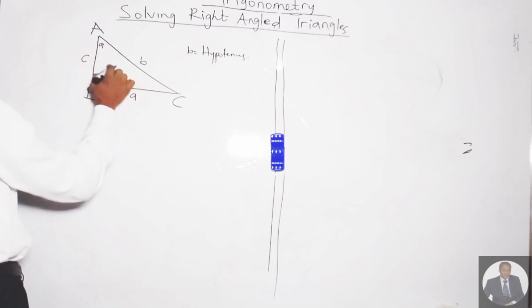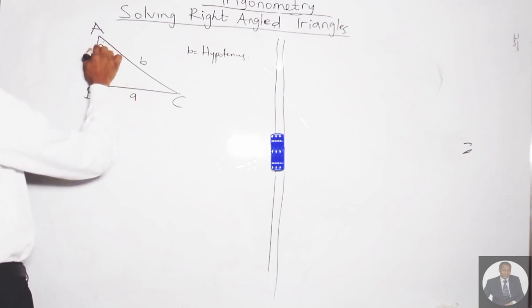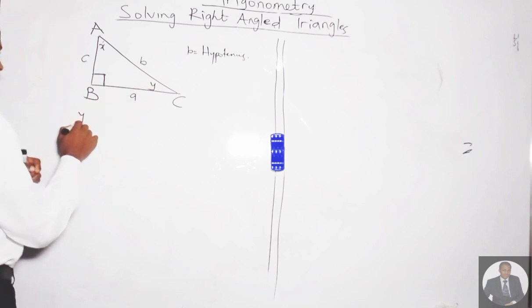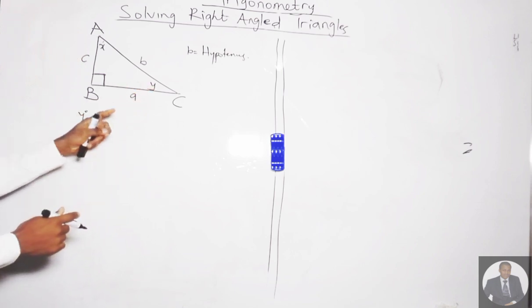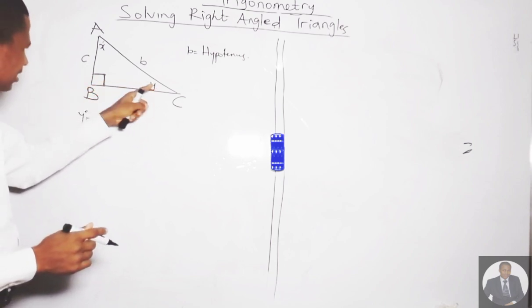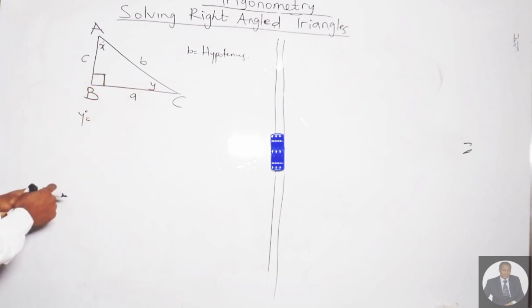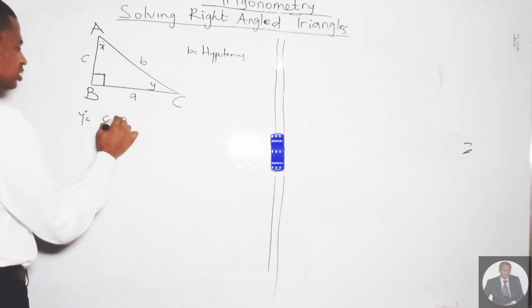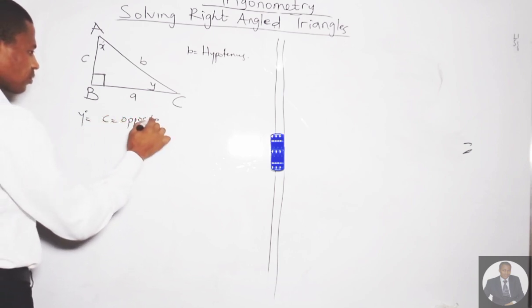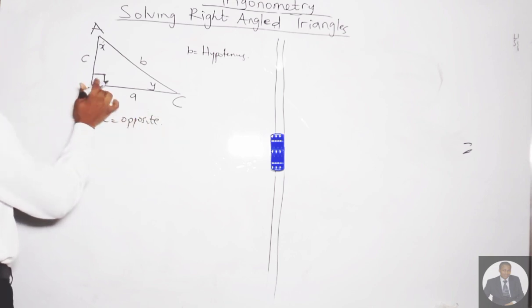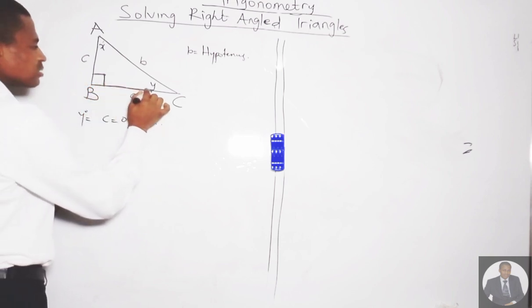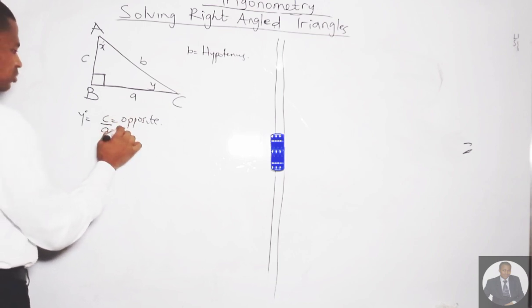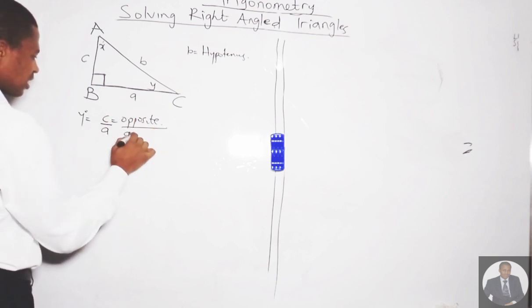If we call this angle X and this one Y, now for angle Y, the side facing Y is called the opposite. That's C. C will be the opposite. While the side adjacent to the angle Y, beside angle Y, is called adjacent.